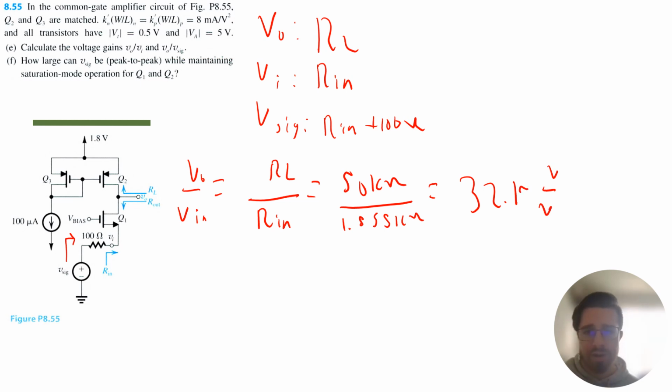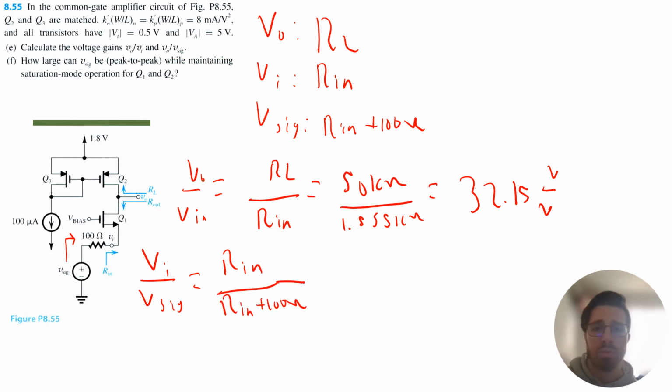And I know it doesn't ask for it, but just for clarity, we could also solve for example, VI over Vsig. And that would be Rin divided by Rin plus 100 ohms, where Rin is just 1.555 kilo ohms. So you can see that Vin over Vsig would actually be less than 1. It would be, if I calculate it, 0.939 volt per volt.